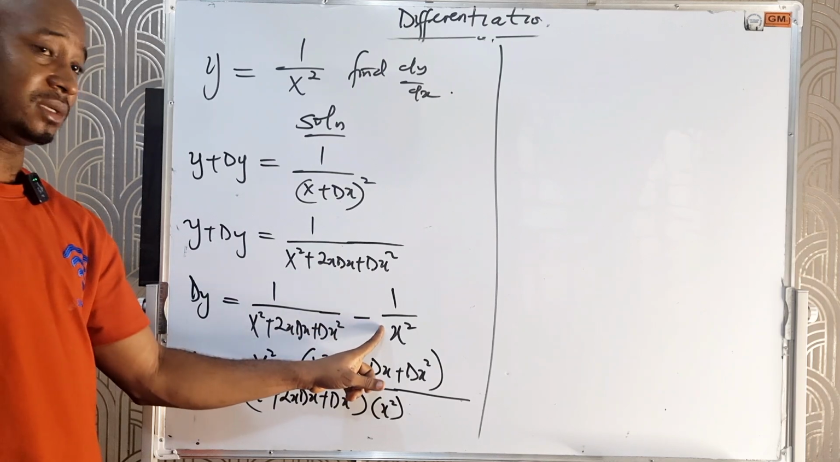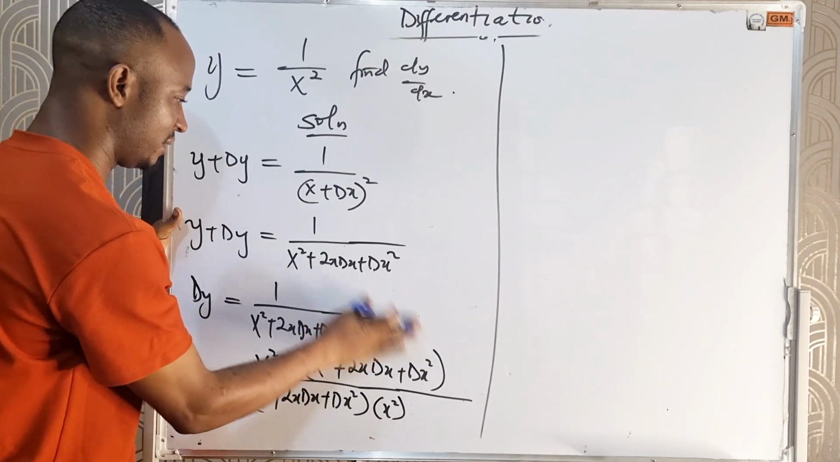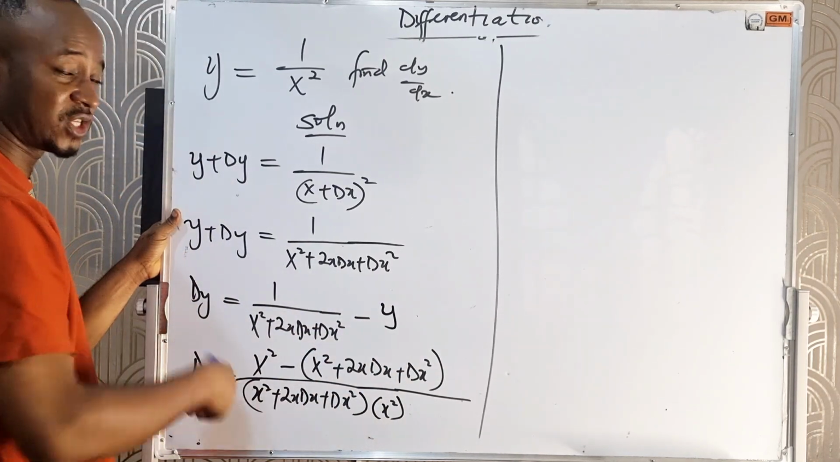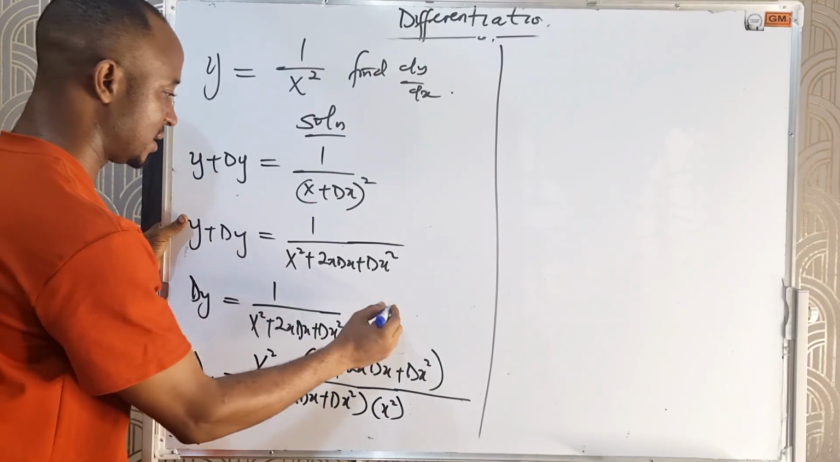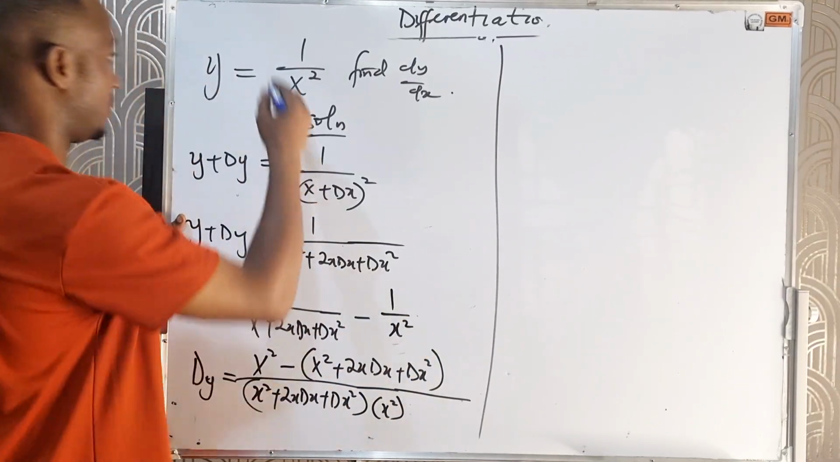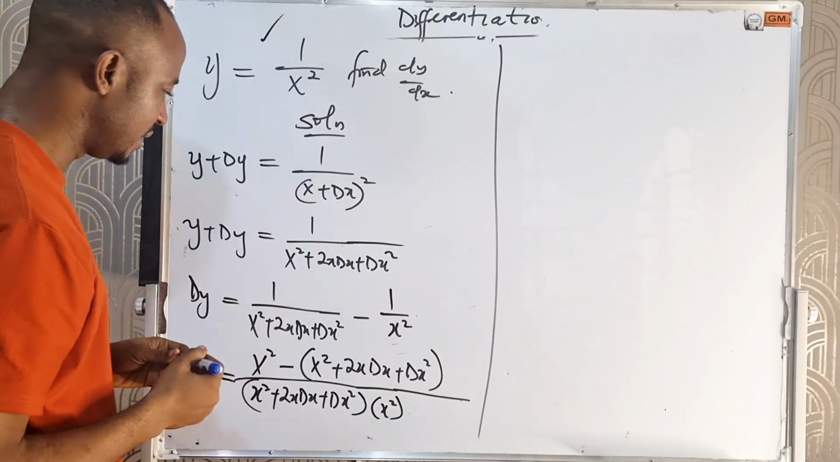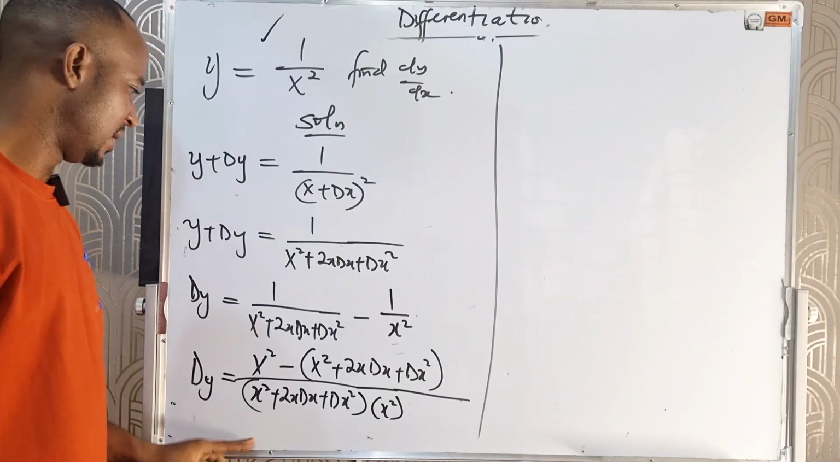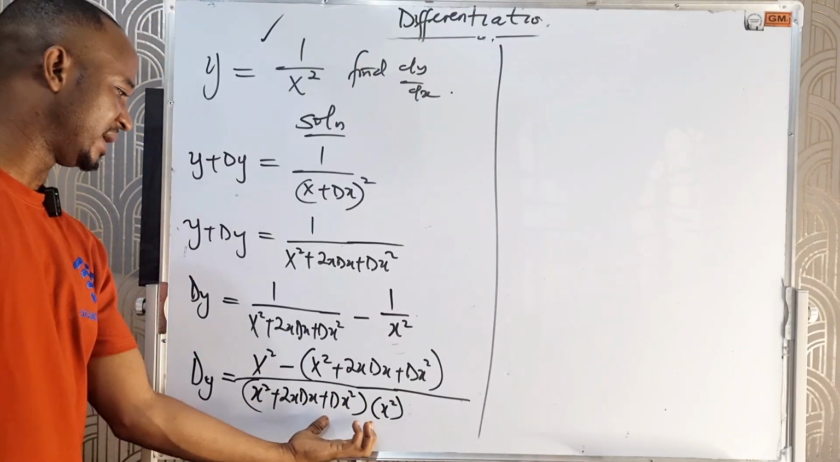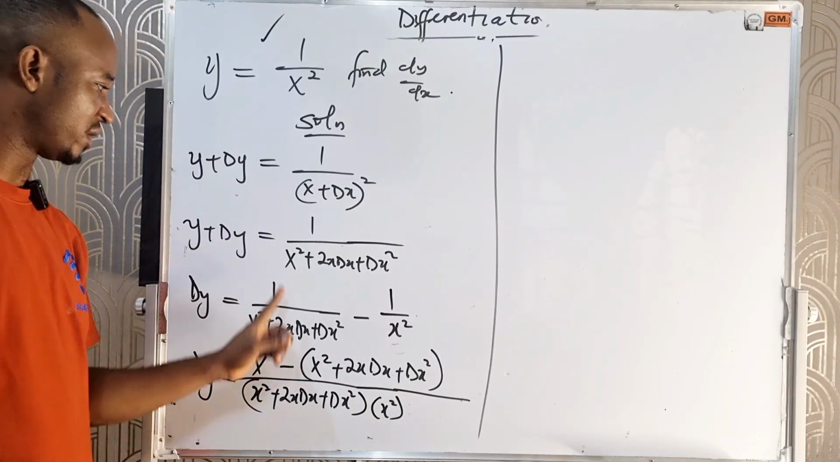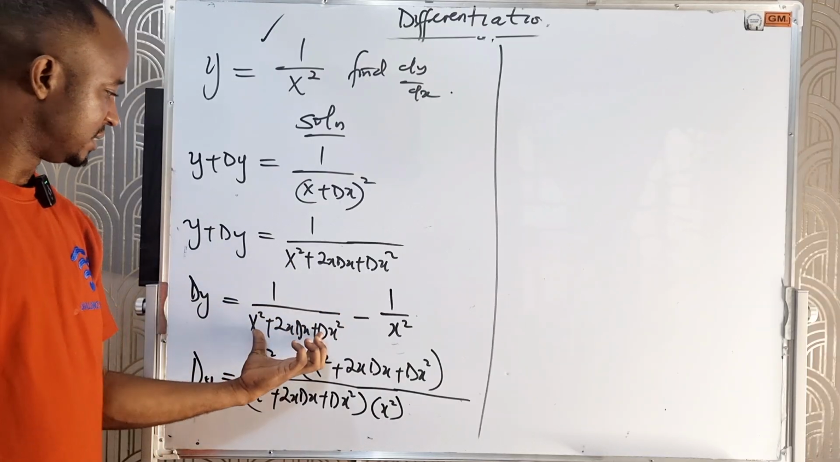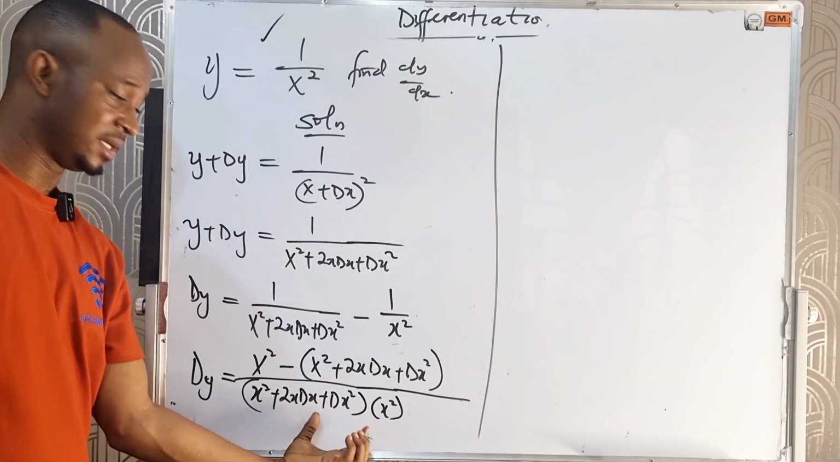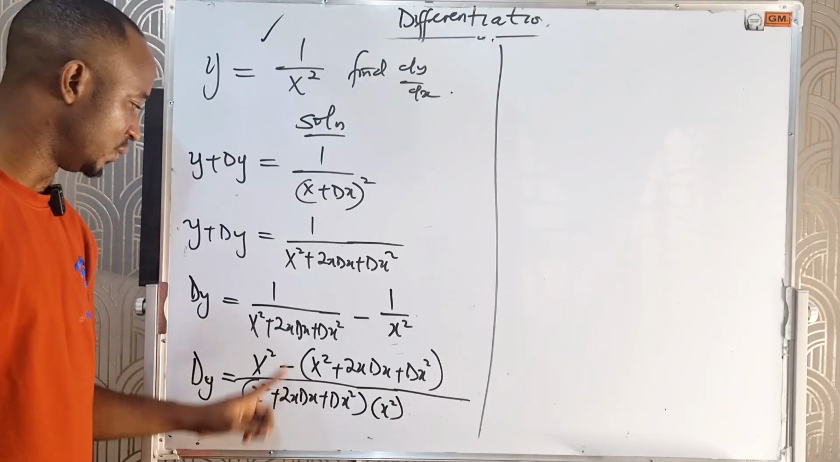1 over s squared. This is like saying minus y. Don't forget, minus y. I just went direct to replace my y with 1 over s squared, because it was given to us here. Then from here, we collected the LCM. The LCM between this and this is simply their products. So the product of this means this times this. That gives us this. Then divide these two now with this.